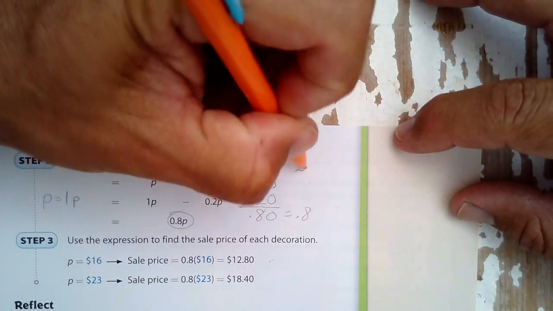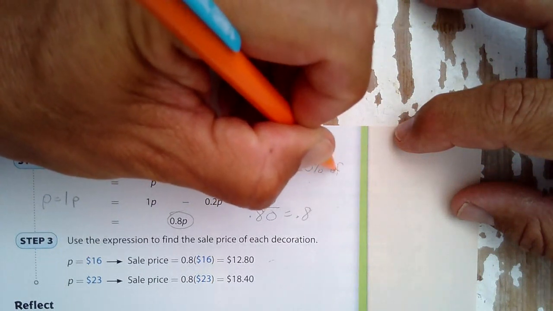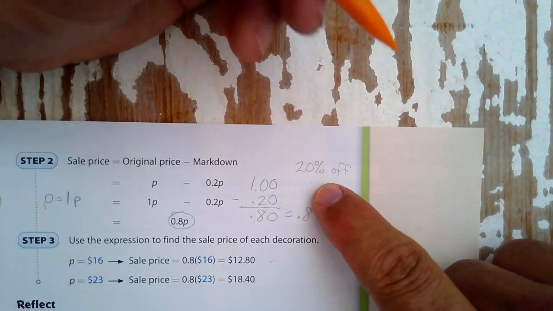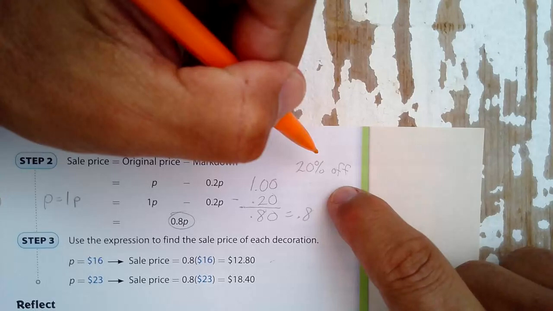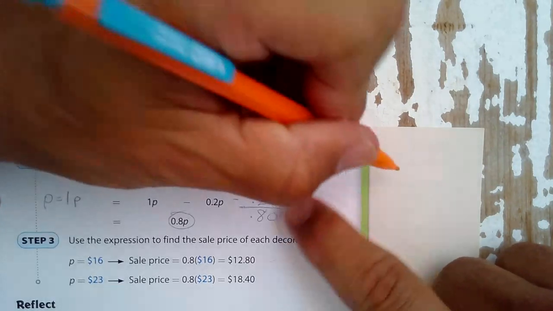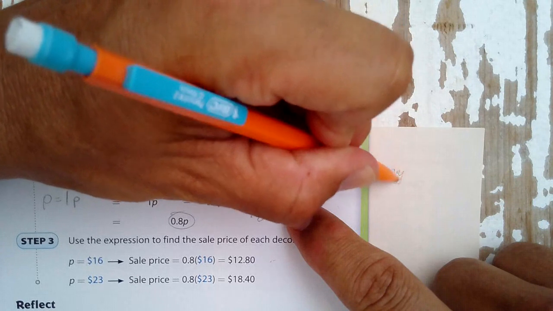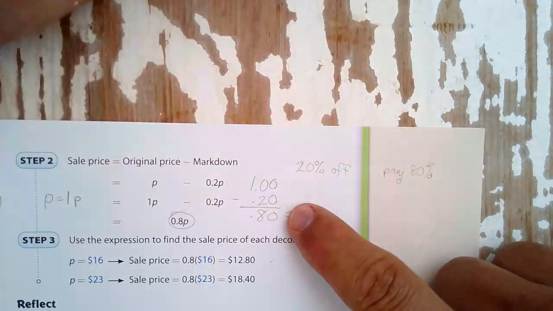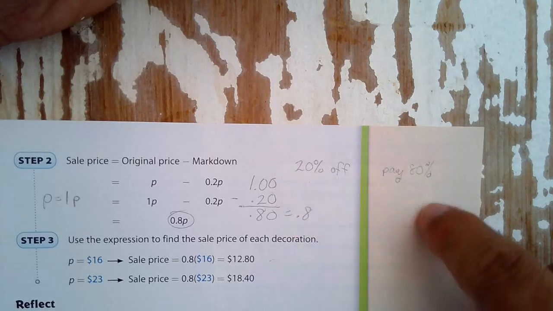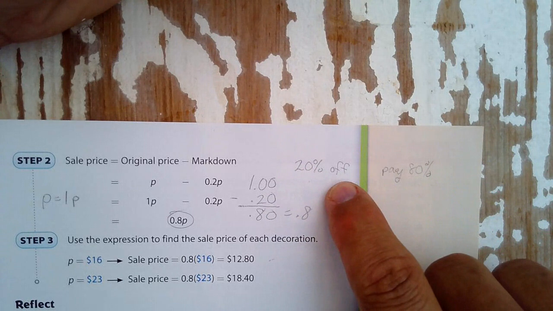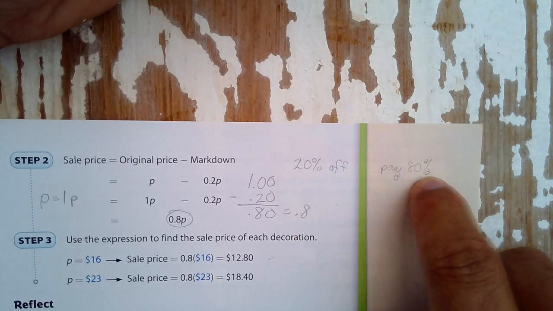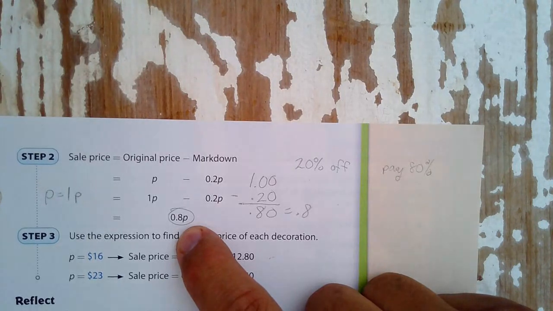And I actually see this as something else too. If you have 20% off an item, and the entire price of the item, so if you don't pay 20%, what percent do you pay? You pay 80%. Hopefully that makes sense, because the 20% and the 80% make 100% of the cost of the item. So if it's 20% off, that means you don't pay the 20%, you pay the 80%. And here it is, 80%. So that could be a quick way to calculate that as well.